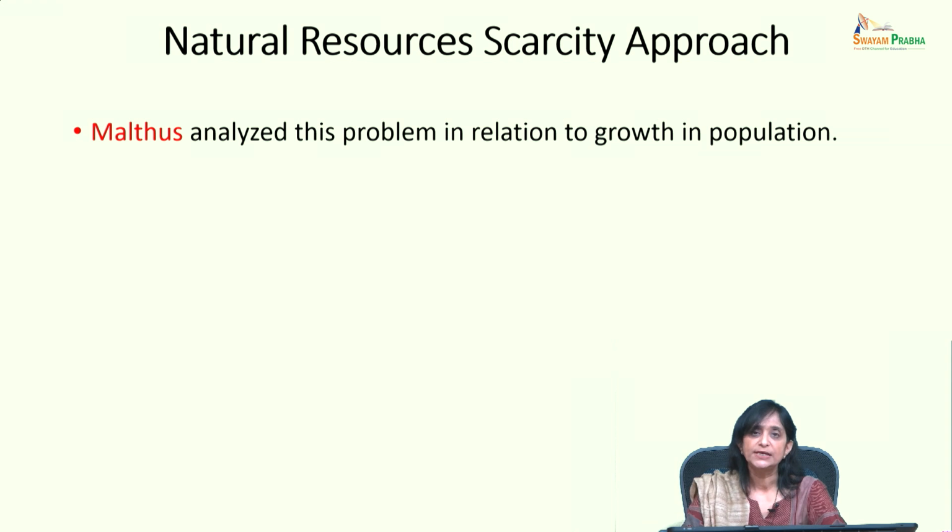Prominent among the classical economists who have talked about the natural resource scarcity approach is Malthus. Malthus is known for his theory of population, wherein he said that in any economy or country, the population grows at a geometric rate, whereas food production or agricultural production grows at an arithmetic progression. Therefore, there comes a point when the population grows very high and food production cannot match up to this population growth. Hence, what we call the Malthus catastrophe.